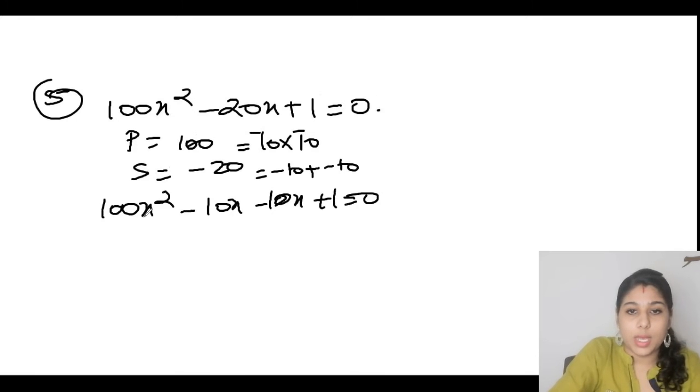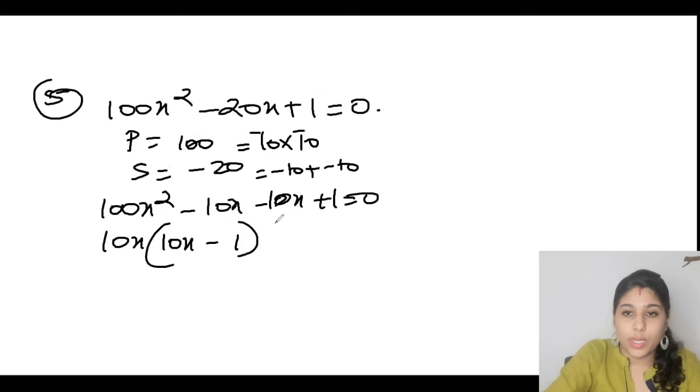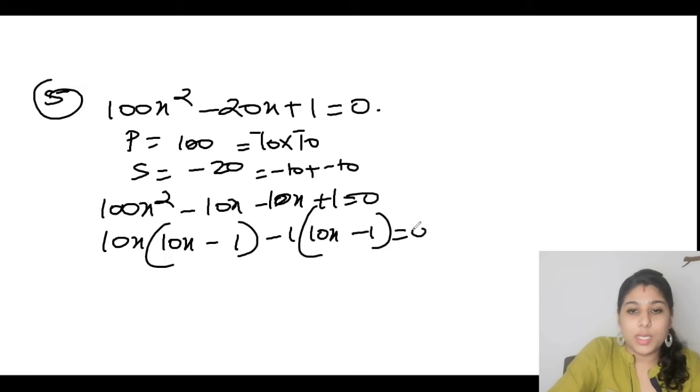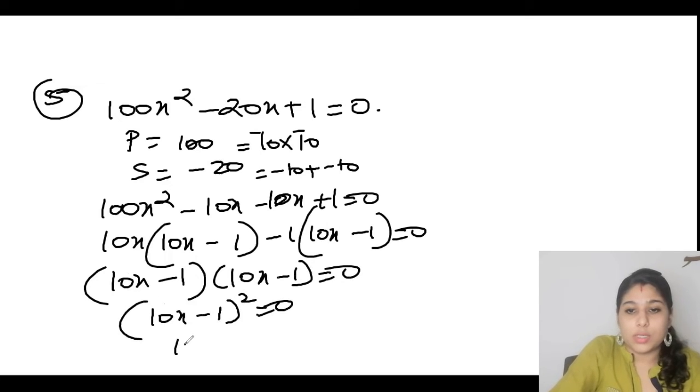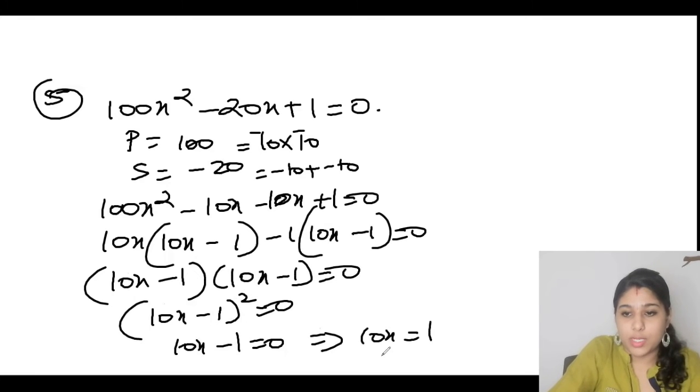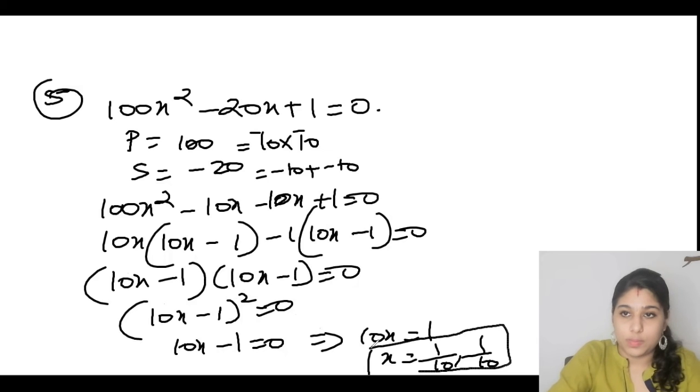So I am taking 10x out. The balance will be 10x - 1. And here nothing we can take, so we can take -1 out. When we take -1 out, it will be 10x - 1 = 0. So it will be (10x - 1)(10x - 1) = 0. That is (10x - 1)² = 0. So 10x - 1 is 0, which implies that 10x will be 1, that is x will be 1/10. As the square is 0, we can say that 1/10, 1/10 are both the roots of the equation.